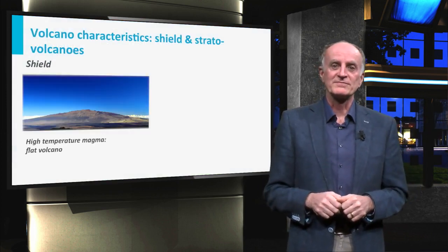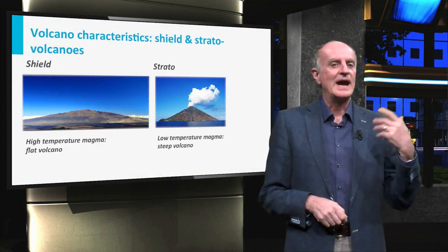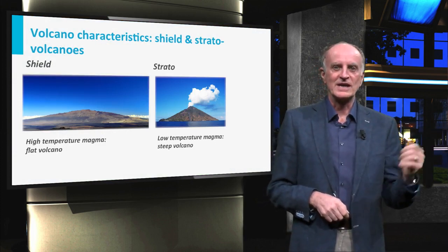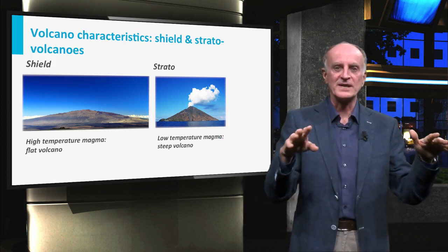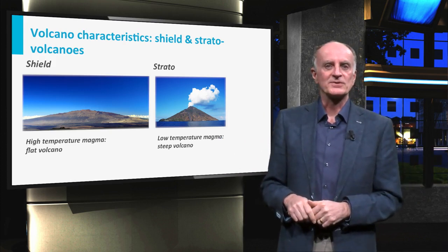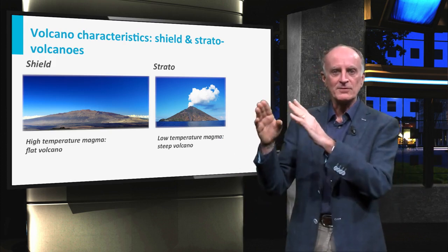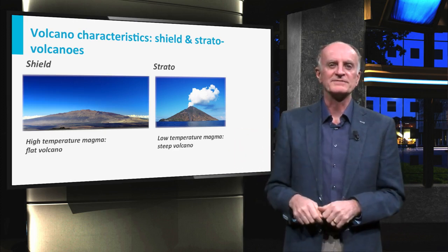Volcanoes show very different characteristics and behavior depending on the magma. High temperature magmas produce large but flat edifices. The lava flows gently and regularly out of the crater. Low temperature magmas, on the contrary, form steep and more irregular complexes and are much more dangerous, with frequent explosive activity.